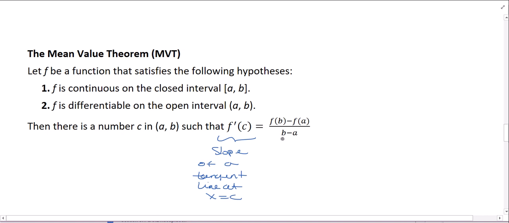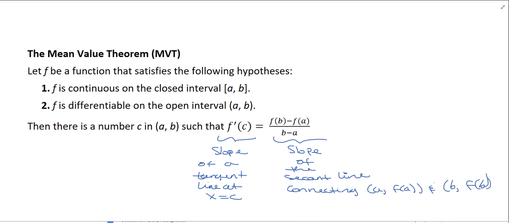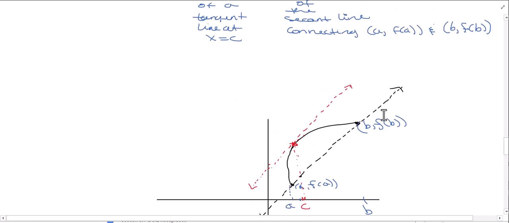And what is f of b minus f of a over b minus a? That's change in y over the change in x. So this is slope also, but the slope of what? It's not of a tangent line. This is the slope of the secant line that connects the 2 points, a, f of a, and b, f of b. So let me draw a picture of that.